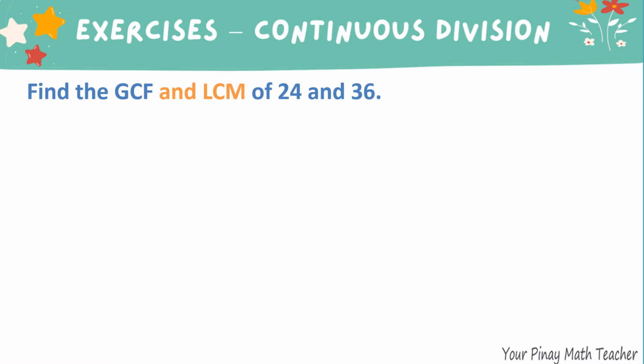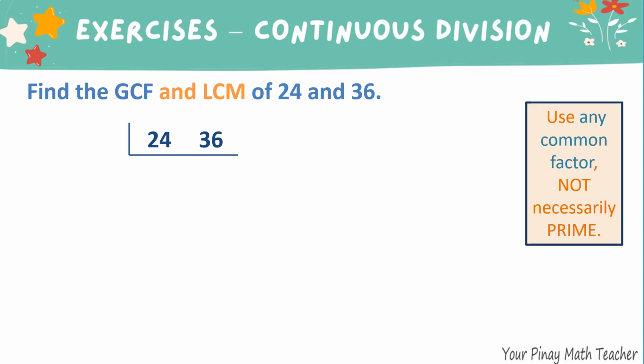Next example, find the GCF and LCM of 24 and 36. Again, you write the numbers horizontally. In this method, you are allowed to use any common factor which is not necessarily prime. So here, these two numbers can be divided by 2, by 3, by 4, by 6, even by 12. So I'm going to use the greatest common factor, which is 12.